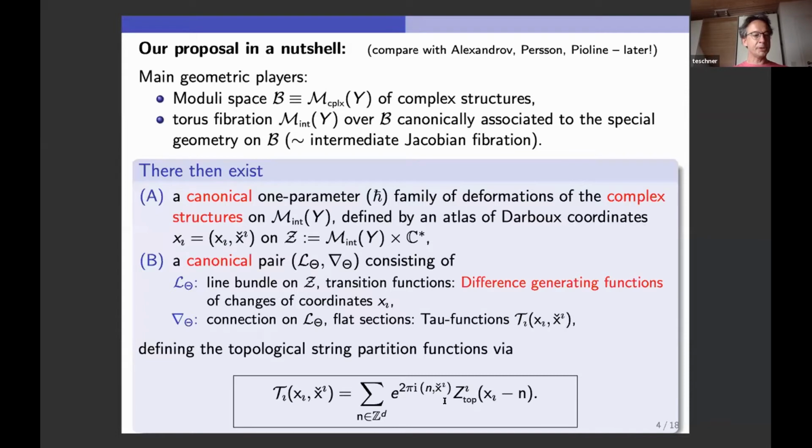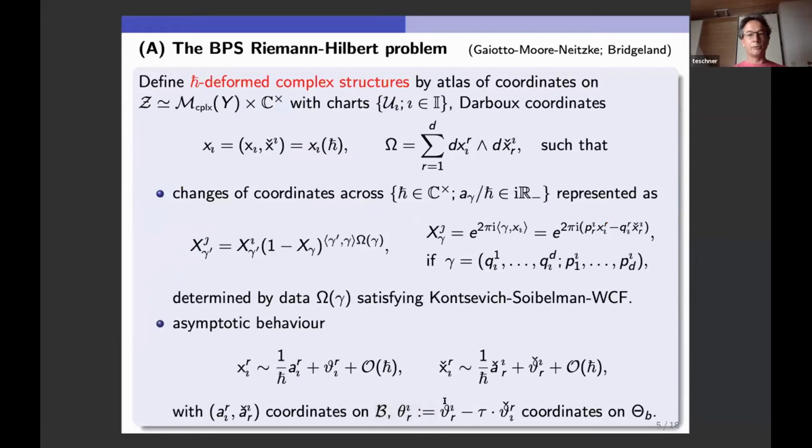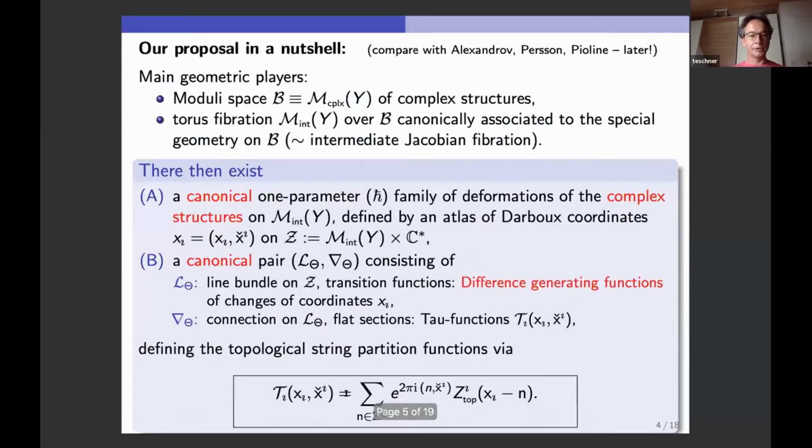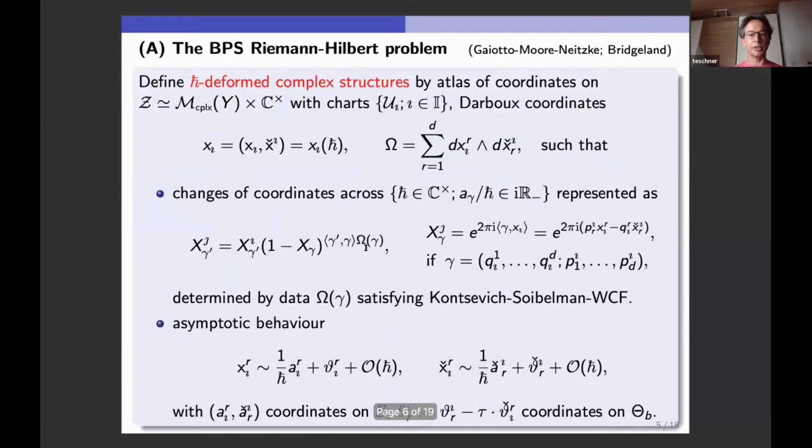So this is the claim in a nutshell, and of course I owe you more explanations about the ingredients here, which I want to do in the next few slides. Okay, so first of all, there is the story of how to define, say, an H-bar deformation of the complex structures we're starting from.